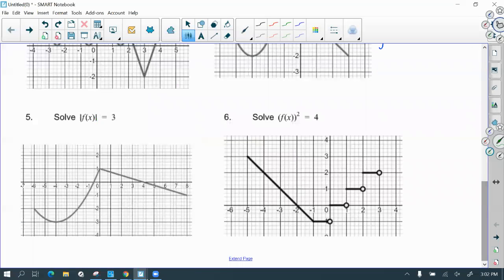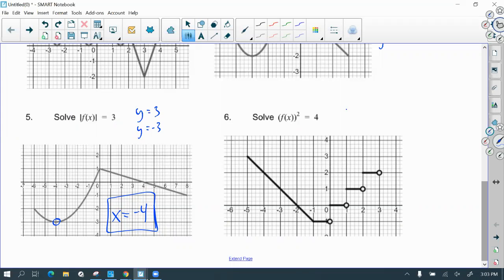Number 5. What y value is 3 away from 0? Well, there are 2 numbers that are 3 away from 0, 3 and -3. And in this graph, I've only got one solution. When x is -4, that produces a y value of -3, which happens to be 3 away from 0. So there's only one single solution for number 5.